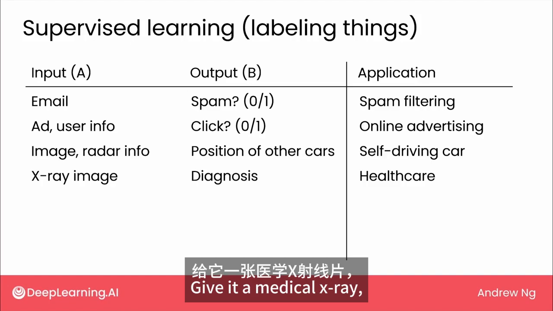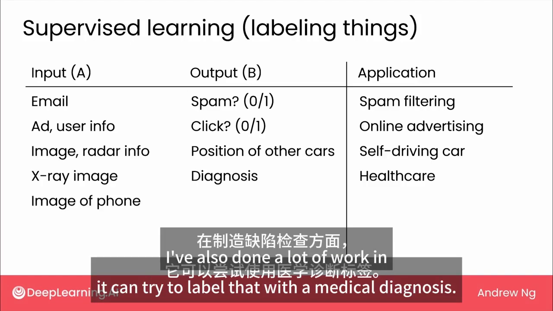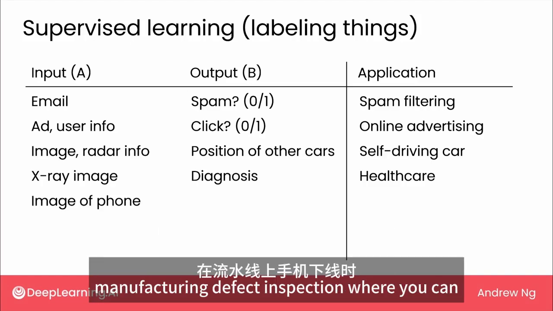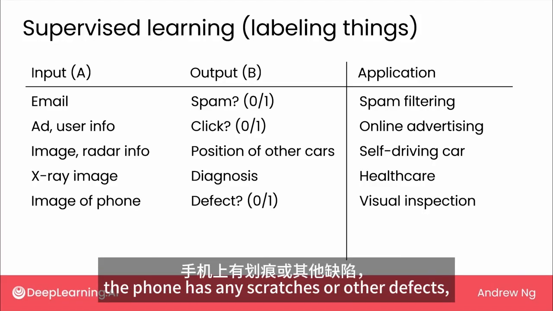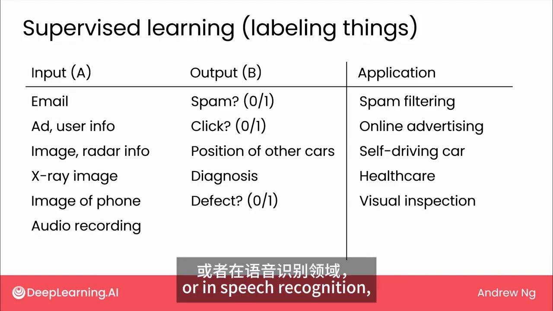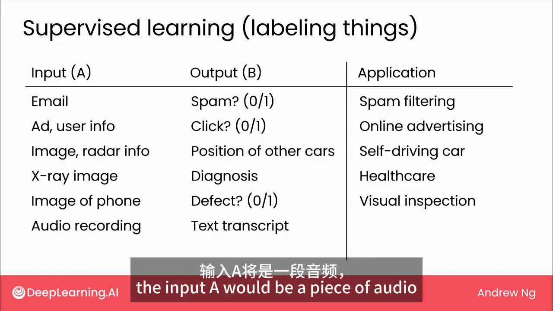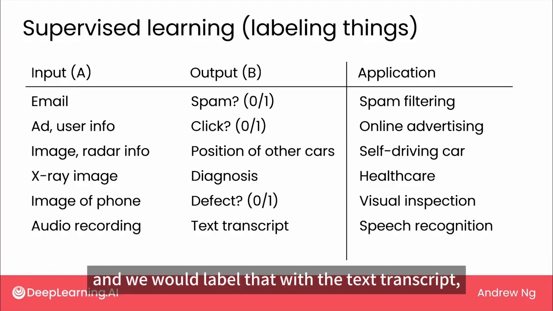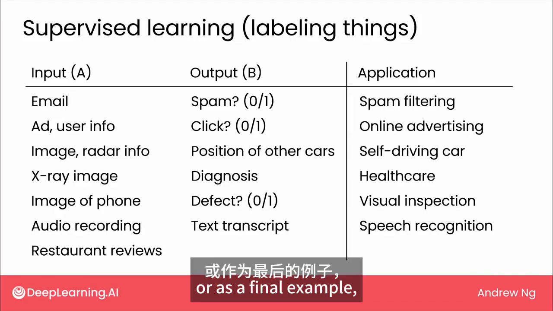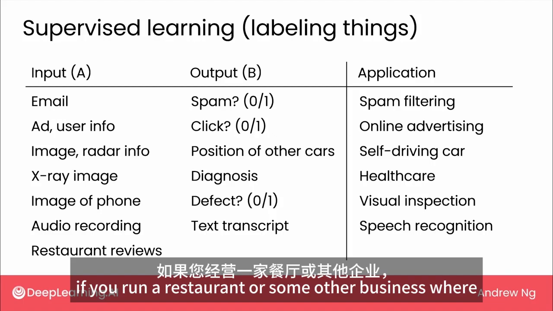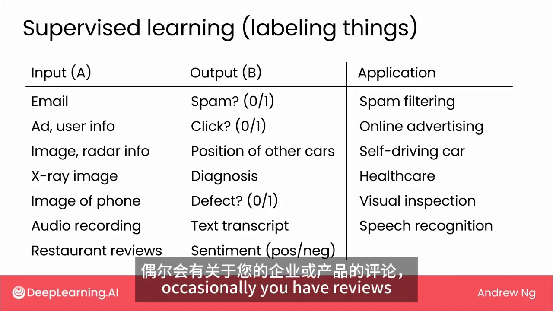I've also done a lot of work in manufacturing defect inspection, where you can have a system take a picture of a phone as it rolls off the assembly line and check if the phone has any scratches or other defects. Or in speech recognition, the input A would be a piece of audio and we would label that with the text transcript.